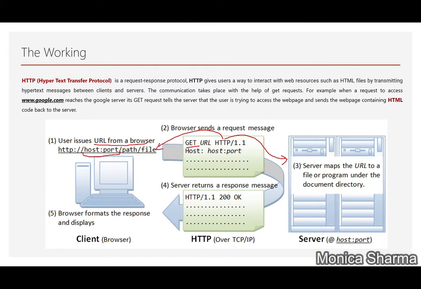Now the server maps the URL to a file or program under the document directory, which means the server contains a document directory and that URL is mapped with the file or program under this document directory. Then the server returns a response message, and if everything is okay, we get the response message as 200. And this whole communication process takes place with the help of HTTP, the Hypertext Transfer Protocol, over the TCP/IP protocol, which is the networking protocol. Finally, the browser formats the response and displays it on the computer screen here.